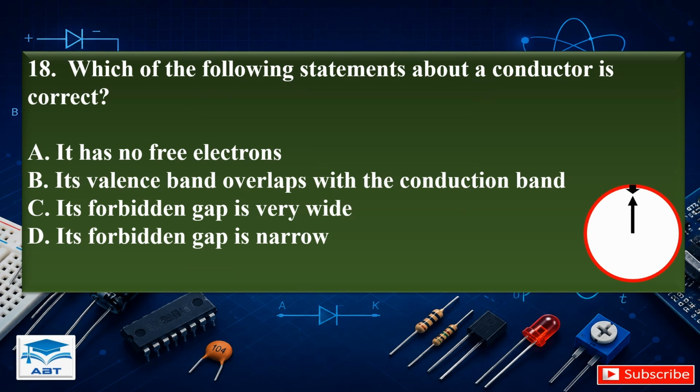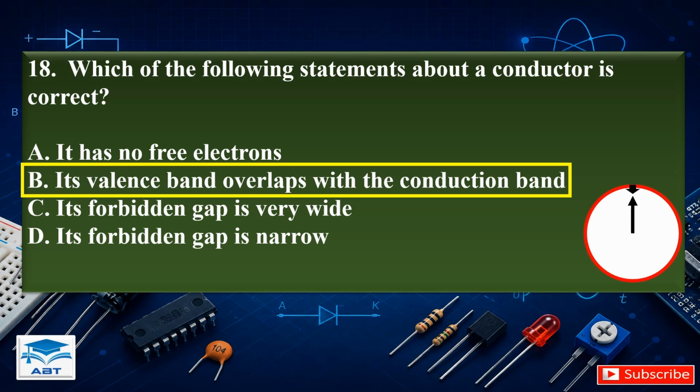18. Which of the following statements about a conductor is correct? A. It has no free electrons. B. Its valence band overlaps with the conduction band. C. Its forbidden gap is very wide. D. Its forbidden gap is narrow. The answer is B. Its valence band overlaps with the conduction band.